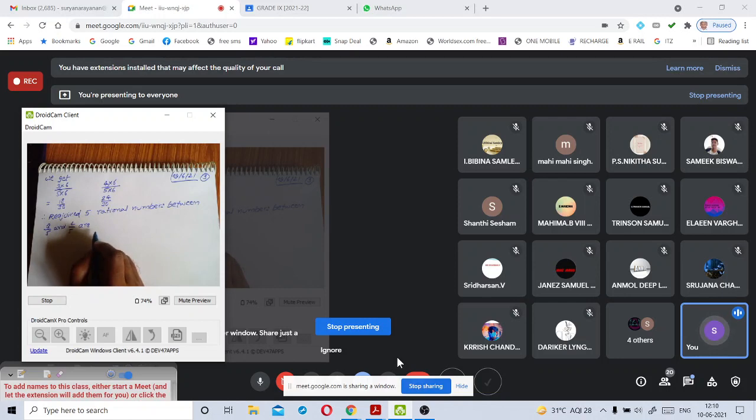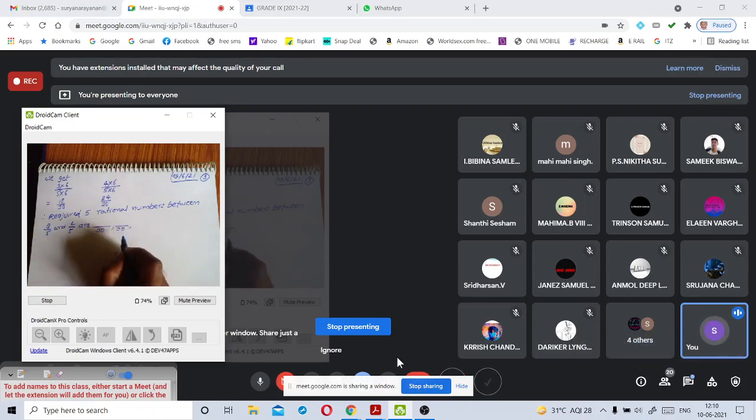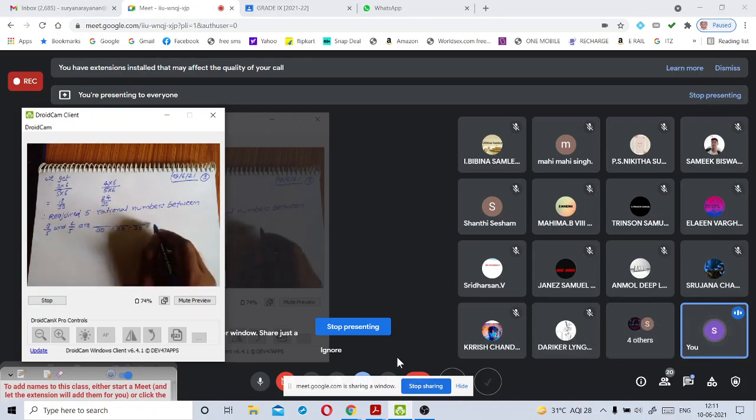First of all, tell me, Sridarshan, how many fractions should be written with denominator 30? Sir, 5. Yes, very good. So we should write them with an empty numerator. With empty numerator we write the fractions with the denominator 30. We write 5 fractions, 1 2 3 4 5.